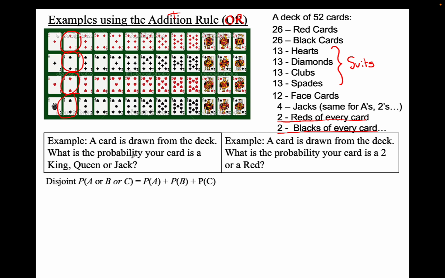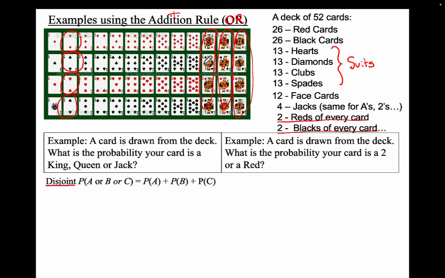So we would write that out as capital P, open parentheses, A or B or C. A represents the king being pulled, B is for the queen being pulled, and C is the third event, the jack being pulled. Now these are disjoint events because there is no overlap in king, queen, and jack. There's no single card that could be a queen and a king at the exact same time.